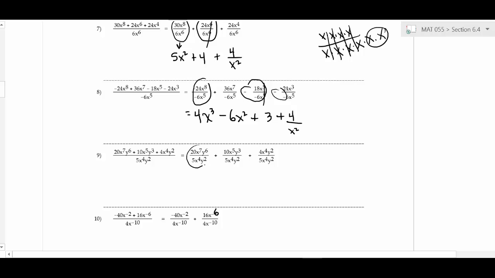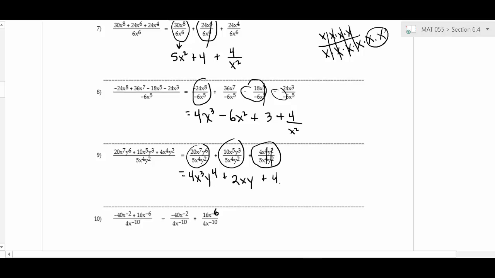The next one, it looks like you would have 4x to the third, y to the fourth, and then the next fraction would be 2x, y. You don't have to write x to the first, y to the first, but there's one more left over. Some of you are a little puzzled on this one. What's the last one? 4/5. That's what's left. They cancel, and 4/5 is a fraction that's already reduced. So that's your answer. Everybody okay with that?